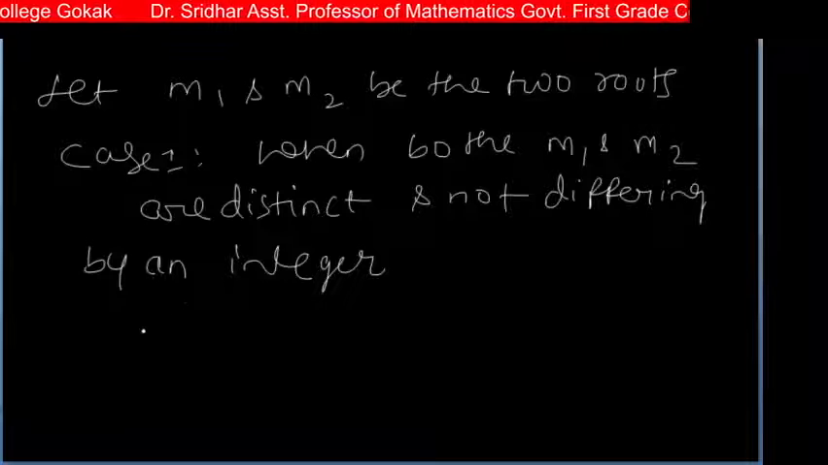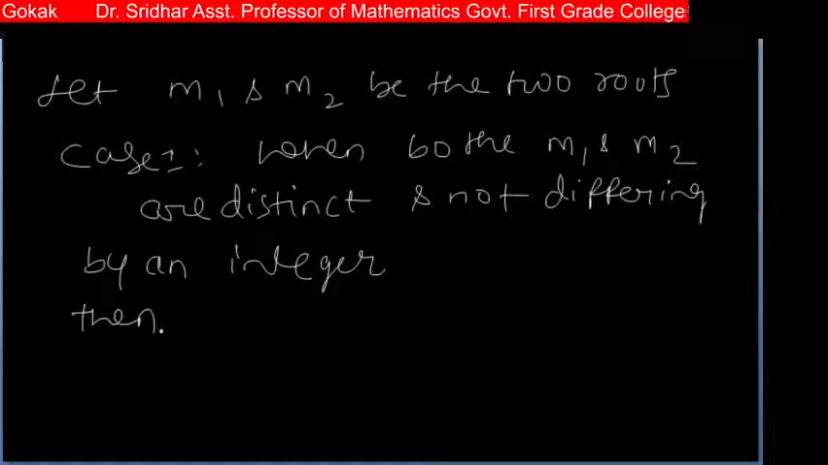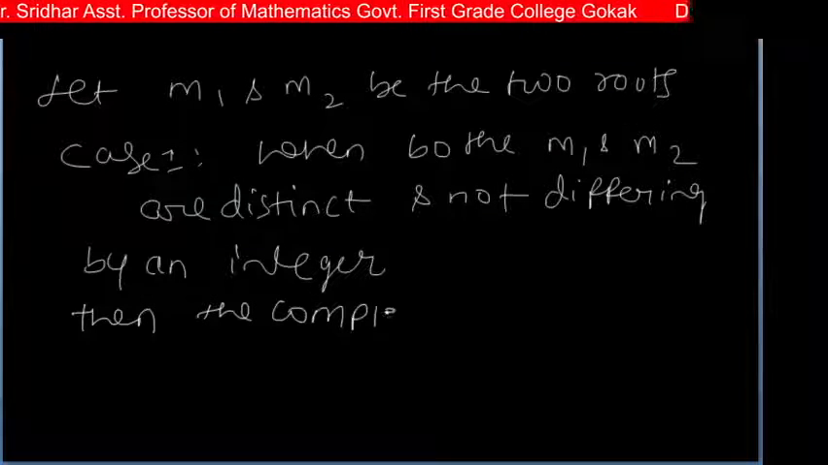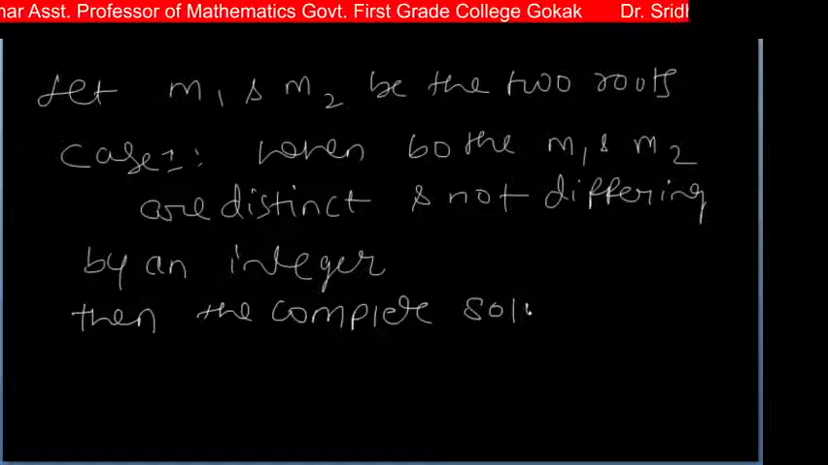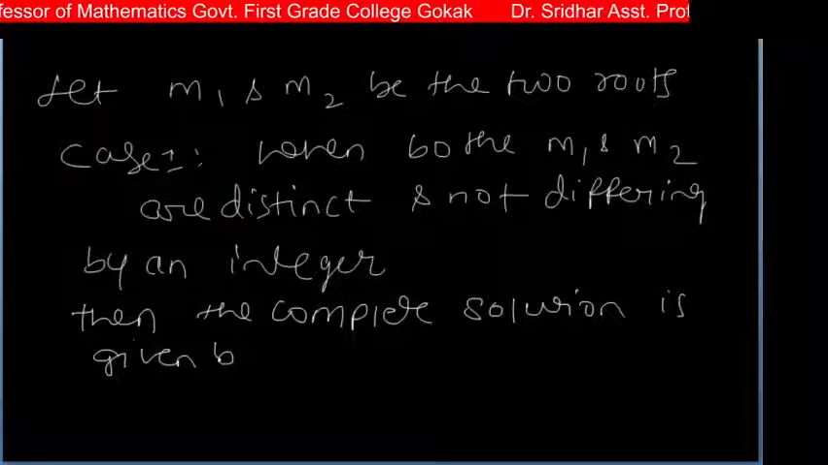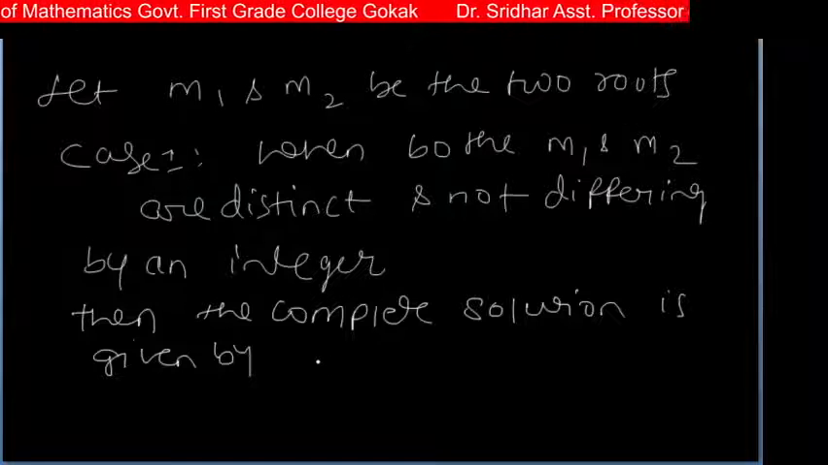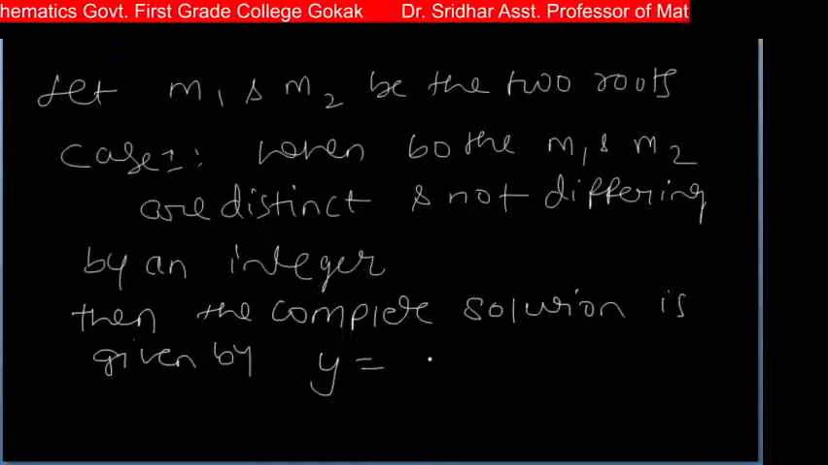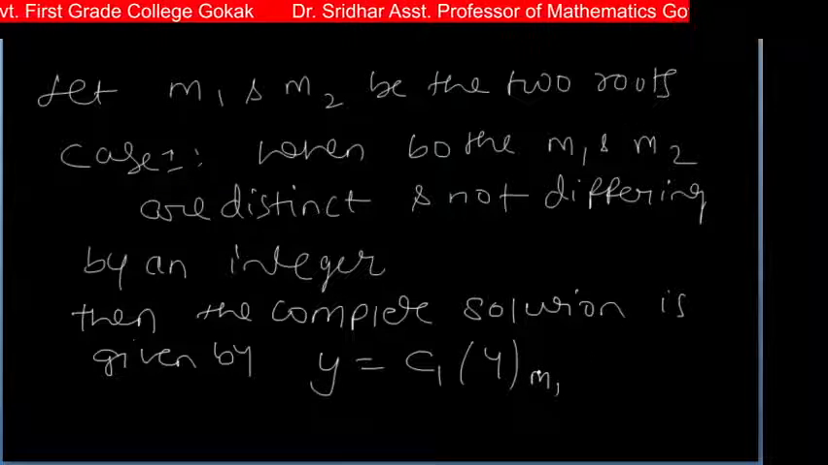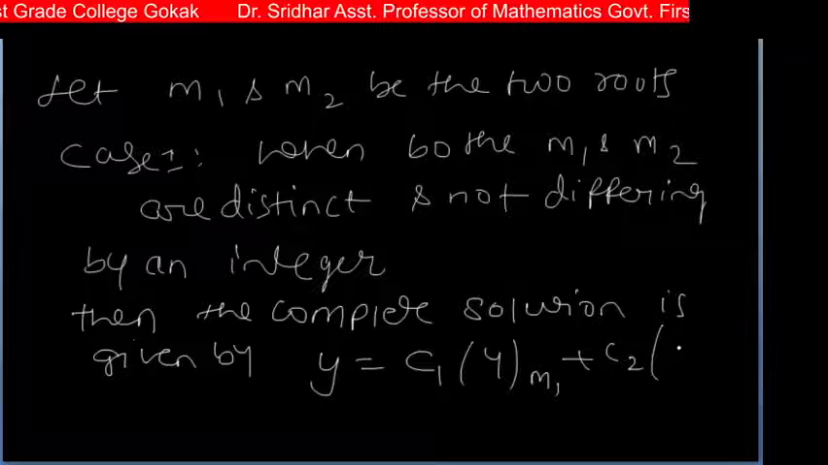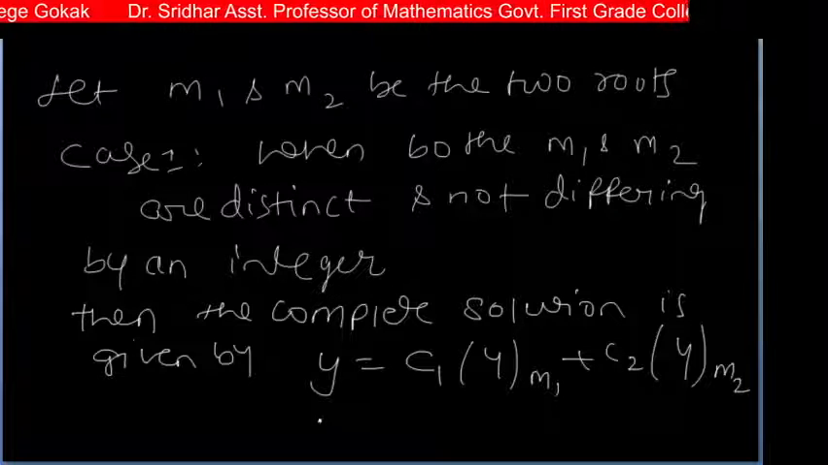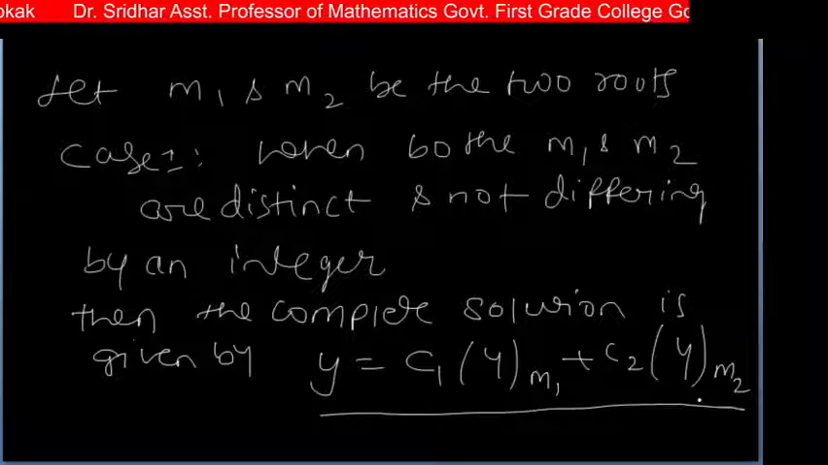In that case, the complete solution is given by y is equal to c1 y at m1 plus c2 y at m2. So this is the complete solution.